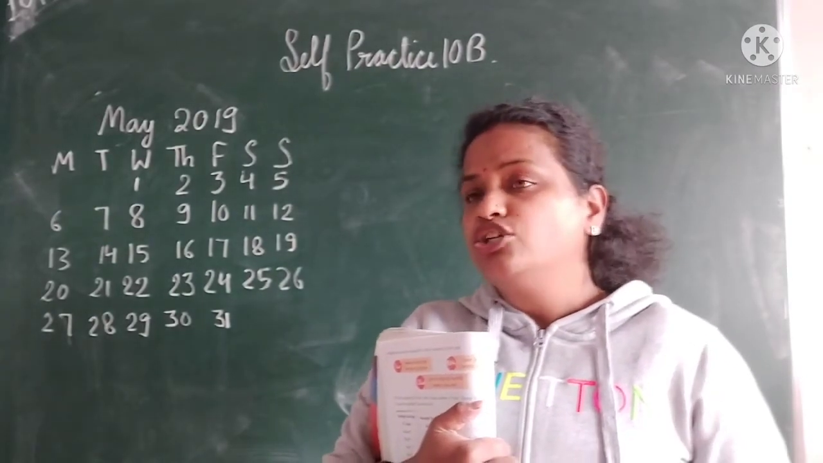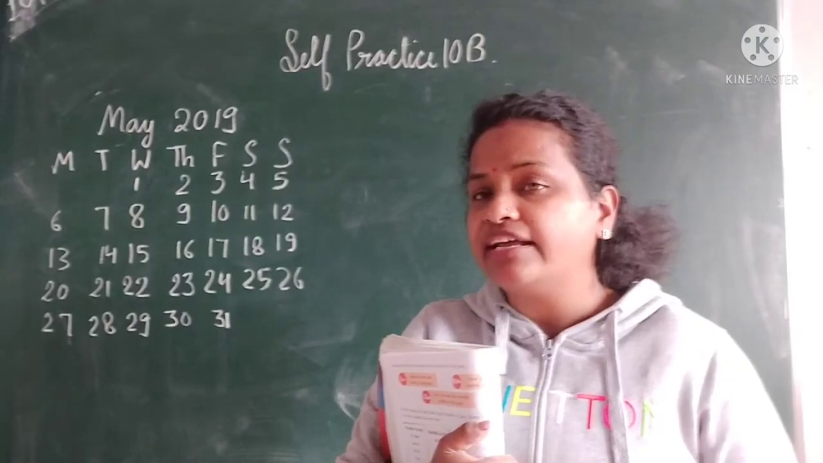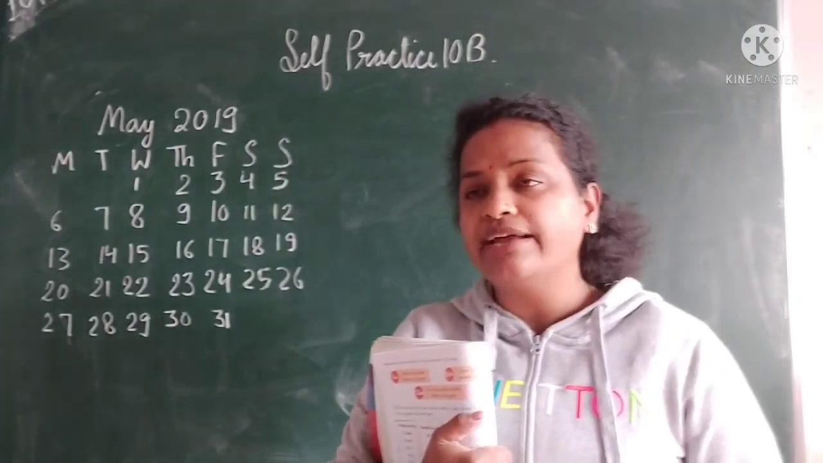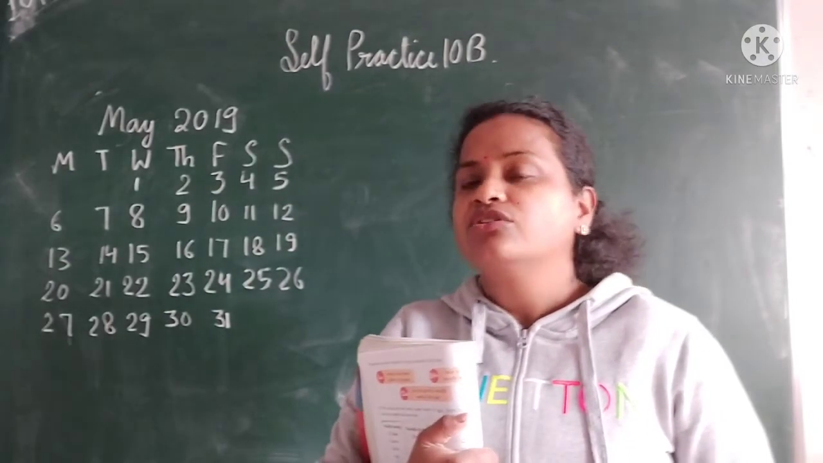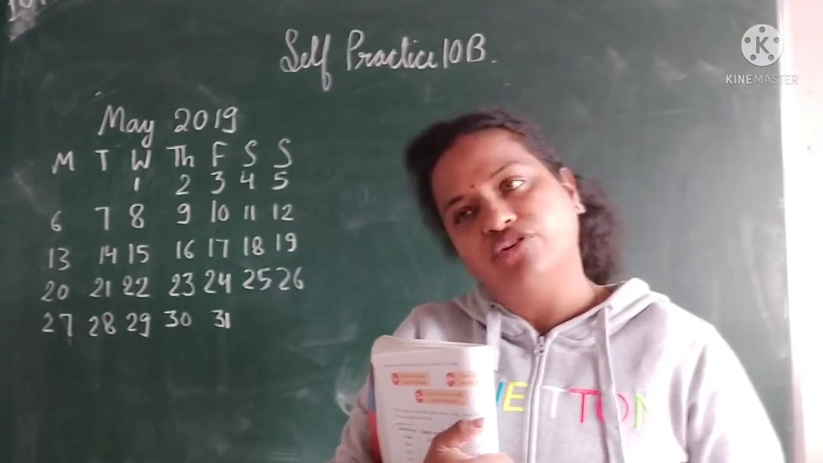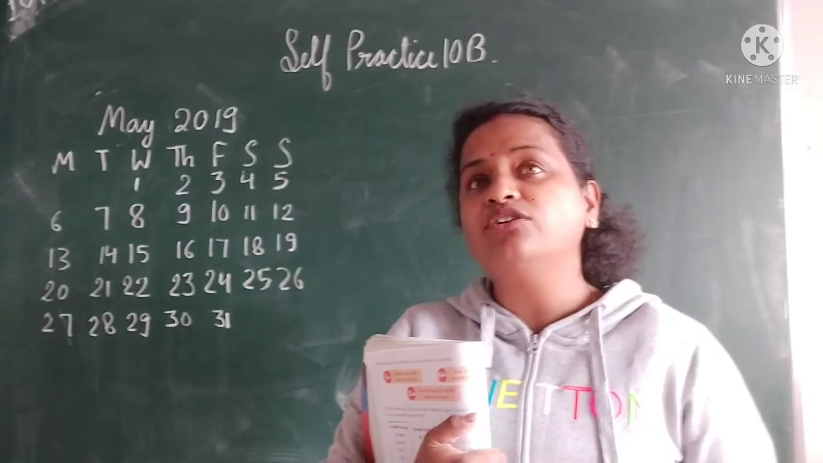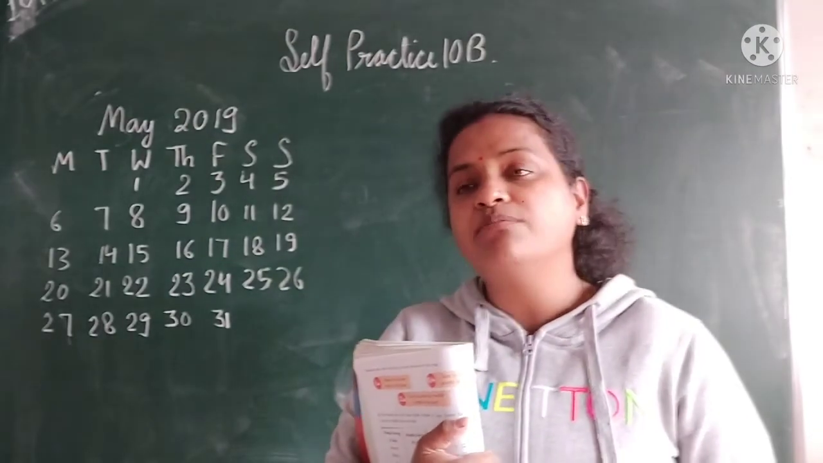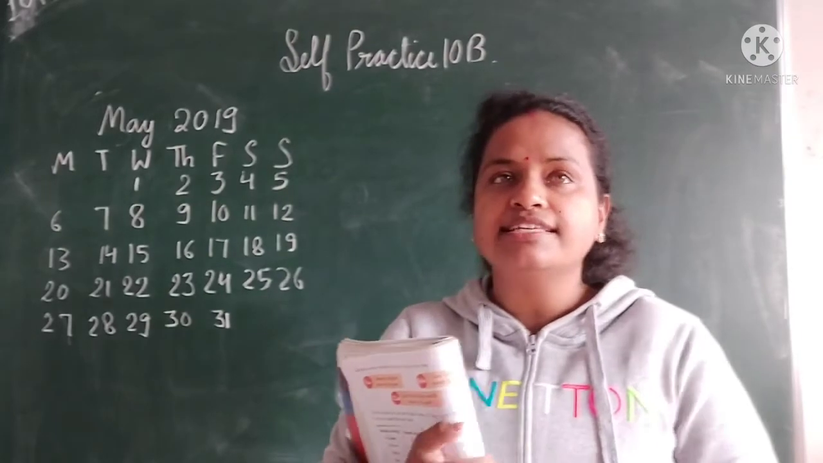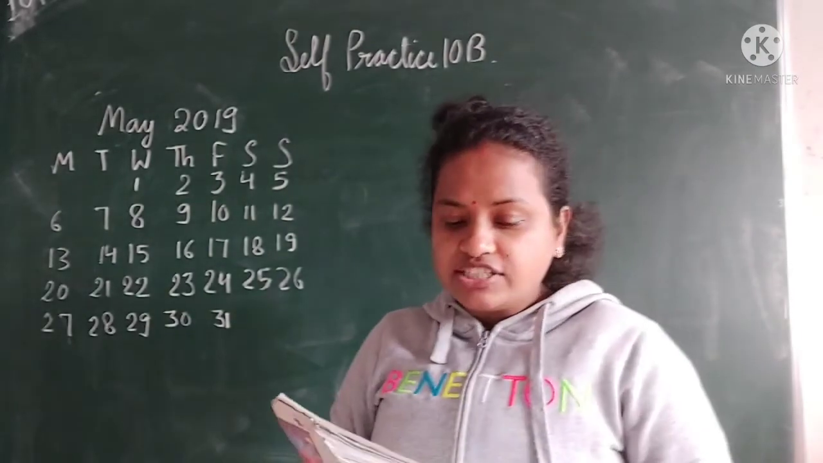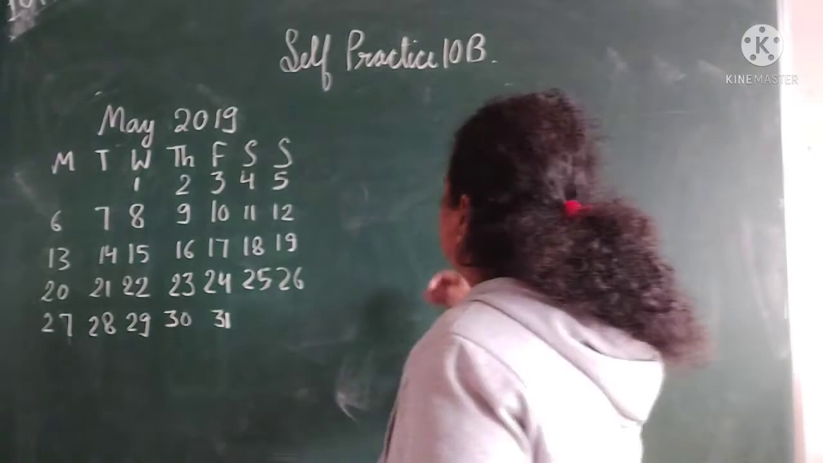The next will be what? Friday. Monday, Tuesday, Wednesday, Thursday, Friday. So plus 4. So 10 plus 4, 14. So what will be the date on Friday? 14. What will be the date on next Friday? So 14 plus 7, 21. Correct? Is it easy?